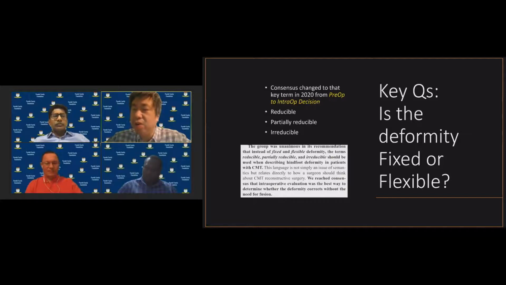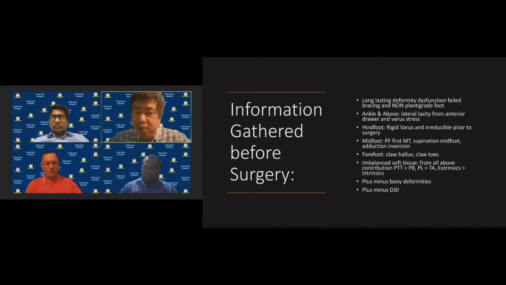However, the terminology has been changed from that consensus meeting. Instead of a pre-op assessment, an intra-op assessment turns out to be more accurate. So whether it's reducible, partially reducible, or irreducible, even after you release everything you want to release on the medial side, if it's still irreducible and not plantigrade, at this point you probably need to consider a fusion. Now, the information gathered before surgery is confirmed by the literature and also by my physical examination.